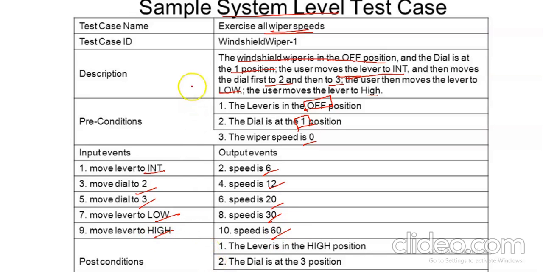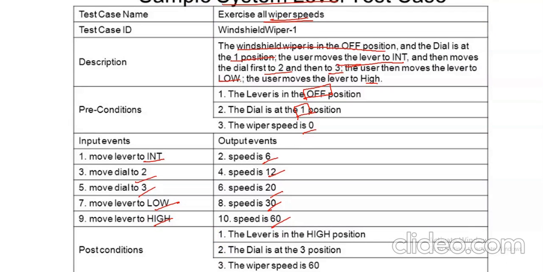What is the post condition? We have implemented everything. The post condition is the lever is in high position. At the end, my lever is in high position, dial is at 3 position, wiper speed is 60 wipes per minute. So that's all about unit testing and system testing with an example of a windshield wiper.